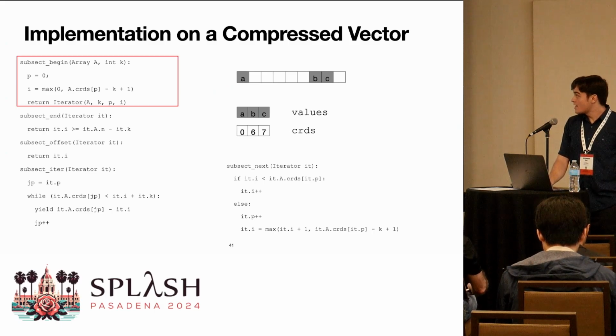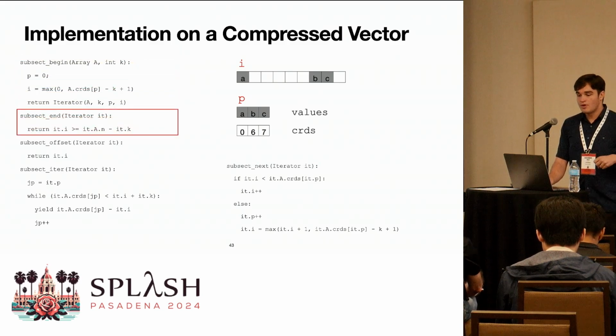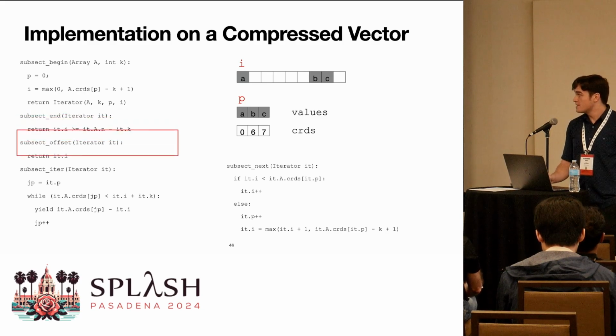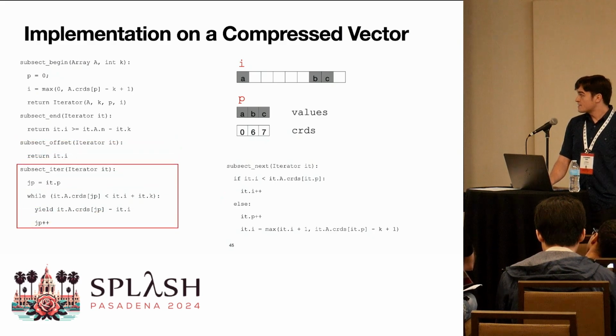So when we're initializing our iterator, we first initialize two iterators. The first is a position iterator, and the second is a logical I iterator. So I starts at 0, and P starts at the first non-zero value in this case. If we want to know whether or not we've gone off the end of the subsection, all we have to do is check whether or not I has progressed past where it can be. So this is the bound on I. Subsect offset is just returning I. And subsect iterator, which is how we iterate over J, the inner loop, starts the iterator at P.